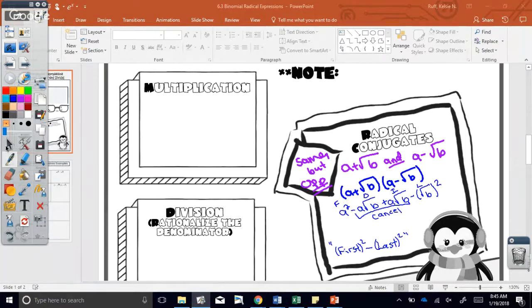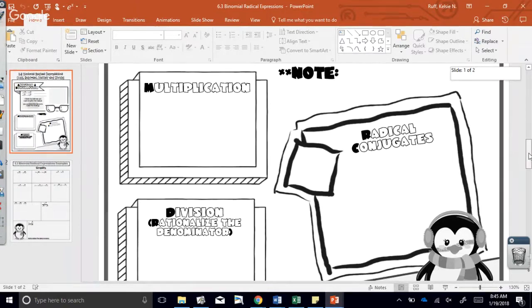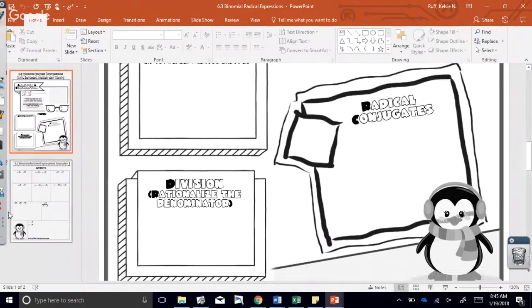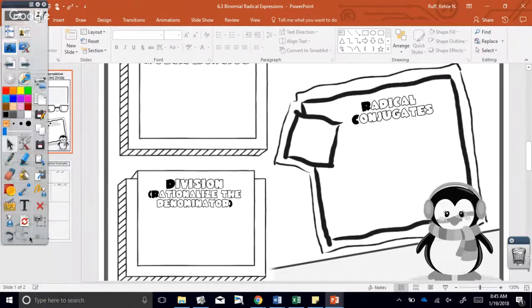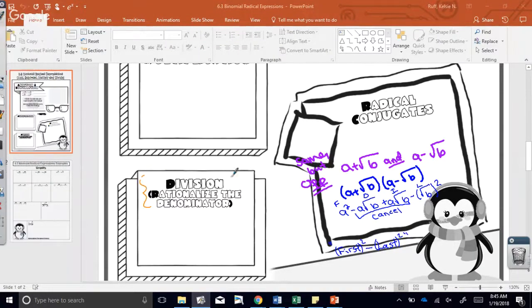Okay, so we've got information on radical conjugates. Now we're going to talk about how we use radical conjugates to help us with division. Division is kind of the weird part. Addition, subtraction, multiplication, that's not really anything new or crazy, but when we divide and there's a radical in the denominator, we do things a little bit differently. The way we're going to word this is that we're going to fancy one.